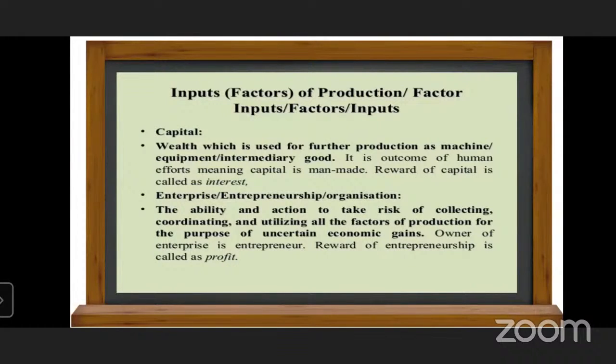So I'm telling. Then entrepreneurship. The main point is that entrepreneurship has two roles: one is organizing, the other is risk bearing. So here it is the ability and action to take the risk of collecting, coordinating, and utilizing all the factors of production. Means, to put it in simple terms, organizing and risk taking. For this, entrepreneurship will be there. Okay, and what you will get in return is profits.